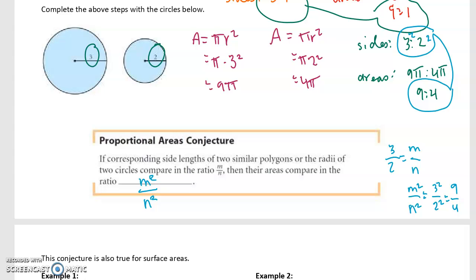The cool thing about this is you can apply this conjecture to find missing areas without having to know all the dimensions of the actual shape.